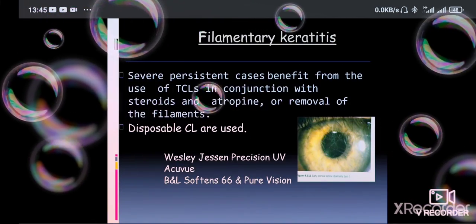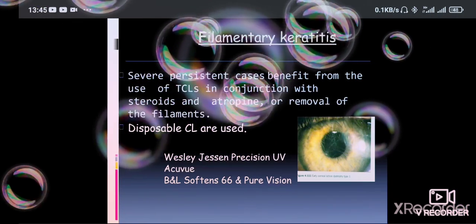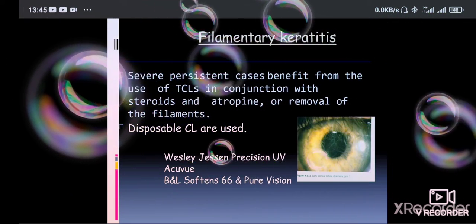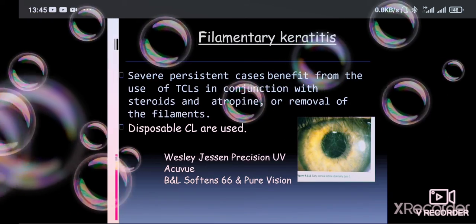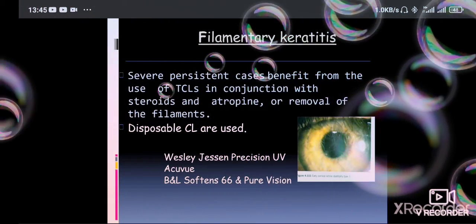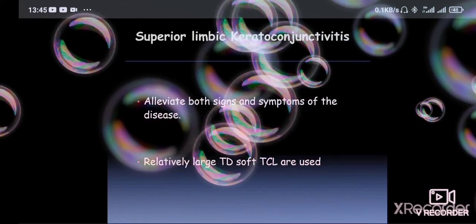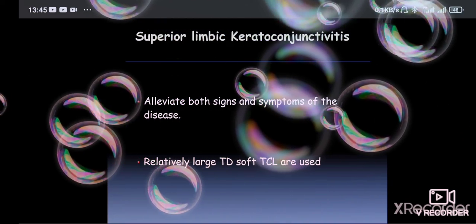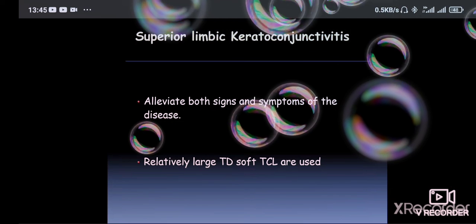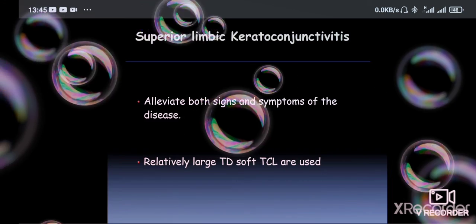In filamentary keratitis, severe persistent cases benefit from the use of therapeutic contact lenses in conjunction with steroids and atropine, or removal of the filaments. In this condition, filaments will occur. Disposable contact lenses are used, such as Acuvue or Boston soft lens 66 and PureVision. Superior limbic keratoconjunctivitis is the other condition. The lenses alleviate both signs and symptoms of the disease. Relatively large total diameter soft therapeutic contact lenses are used in this case.